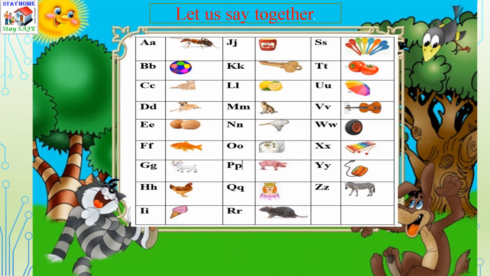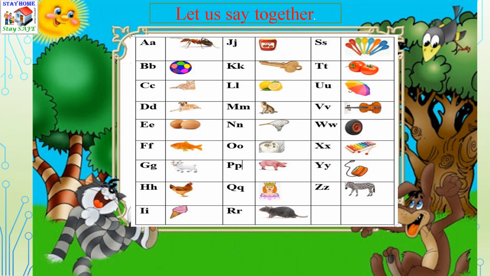A is for ant. B is for ball. C is for cat. D is for dog. E is for egg. F is for fish. G is for goat. H is for hen. I is for ice cream.